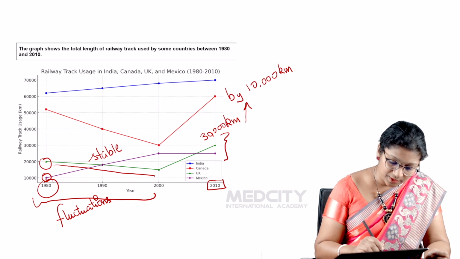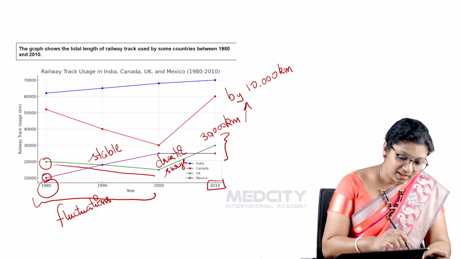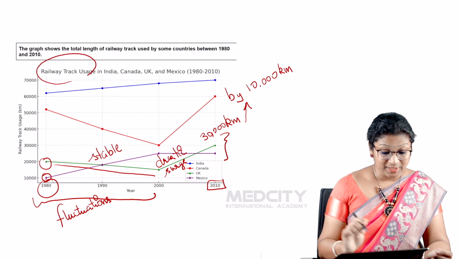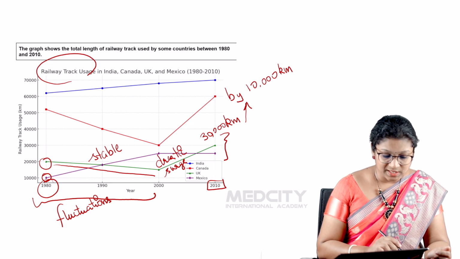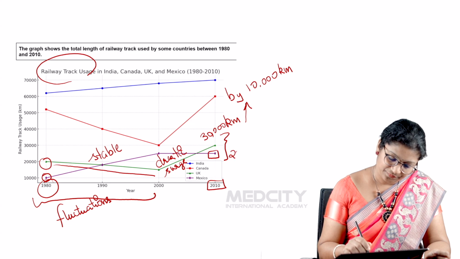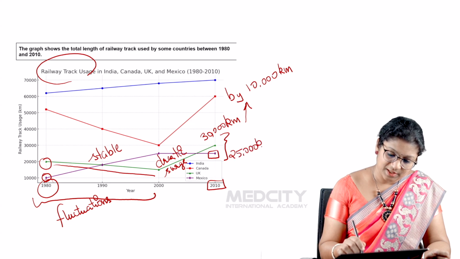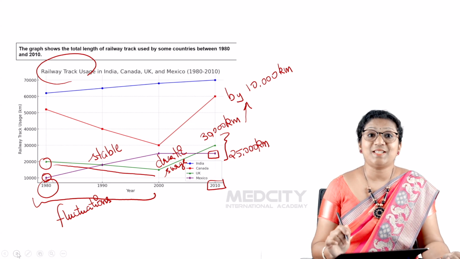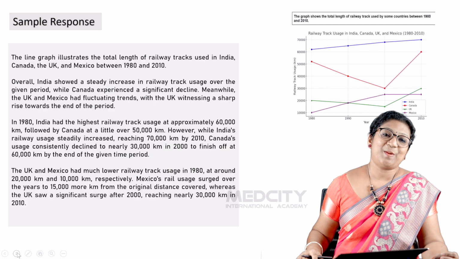I can speak again about a drastic increase, or I can talk about a surge, okay, in what? In the railway track usage, okay. And if you look at the line for Mexico, we can see it was close to 10,000, and the final is, let's say, 25,000 kilometers.